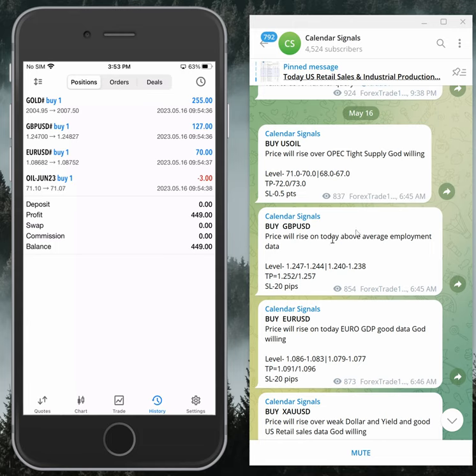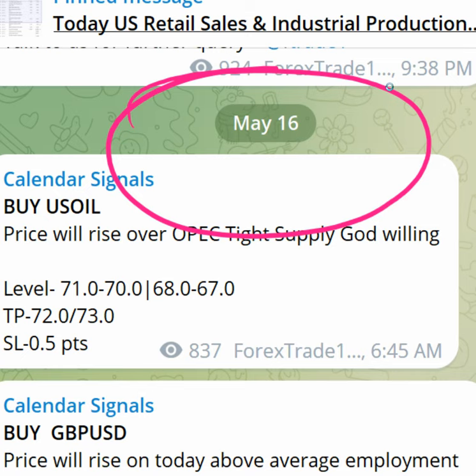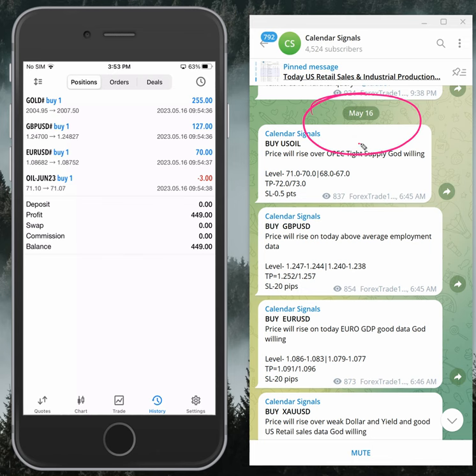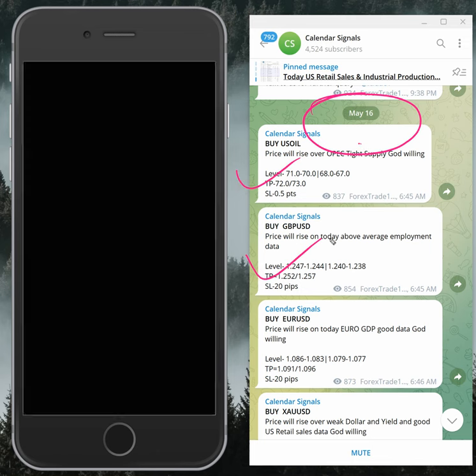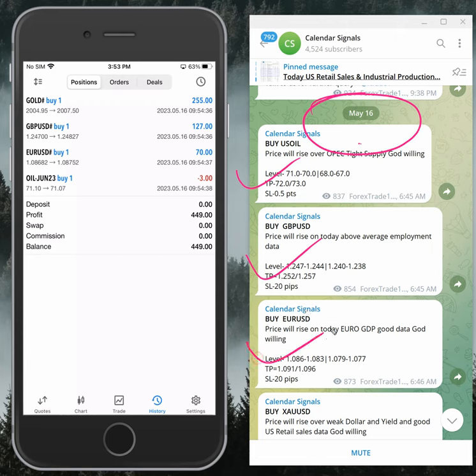Today we are going to give you the performance update of our calendar signal. Today's date is the 16th of May. You can see the date pop up here. Today we gave buy USOIL, buy GBPUSD, buy EURUSD and buy gold. All buy signals: oil, GBPUSD, EURUSD and gold, XAUUSD.